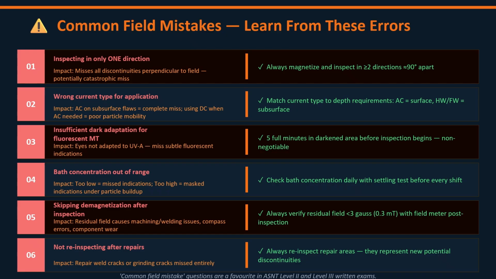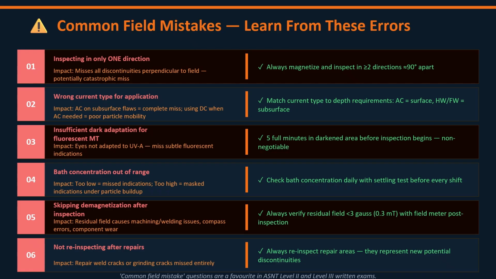The third is inadequate dark adaptation during fluorescent inspection. The inspector's eyes need time to adapt before subtle indications can be judged reliably. The fourth is incorrect bath concentration. Too little particle concentration can miss weak indications, too much can create background and mask them. The fifth is skipping demagnetization when it is required. Residual magnetism can interfere with welding and machining.